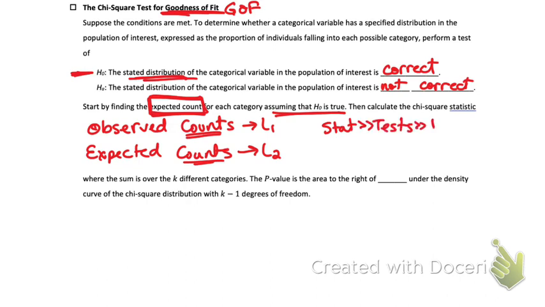Then you will go to stat, test, and this one is D, and it says chi-square GOF test. It's only going to ask you for your degrees of freedom, which you need to make sure you did categories minus 1. It'll ask, is your observed in L1, your expected in L2, and then what are your degrees of freedom?